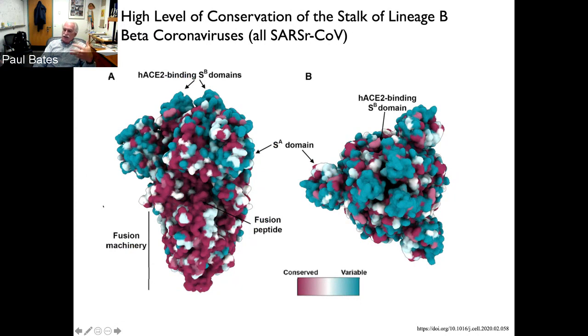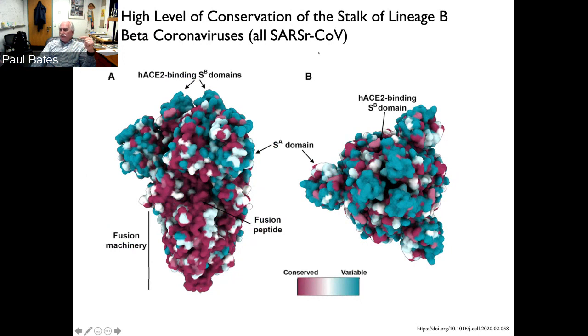So you could potentially target the stalk to develop antibodies or therapeutics that would be more broadly reactive. Whereas if you start making antibodies up here, they're going to be much more specific for the SARS or SARS-2 or the other coronaviruses. And that's supported somewhat by the data. We know that there are mouse polyclonal sera against SARS that can cross-neutralize SARS-2. We know that there are human polyclonal sera against SARS that can cross-neutralize SARS-2.